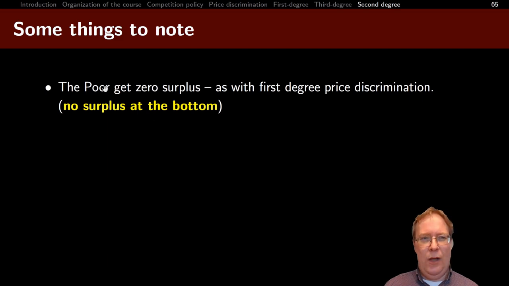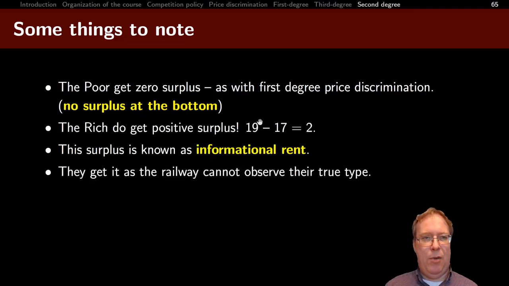Some interesting things. Well, the poor in this case end up paying what they're willing to pay. So they get zero surplus. In the literature, that is known as no surplus at the bottom. What about the rich? Well, the rich, they do get a positive surplus, right? They are willing to pay 19 for first class, but they only have to pay 17.